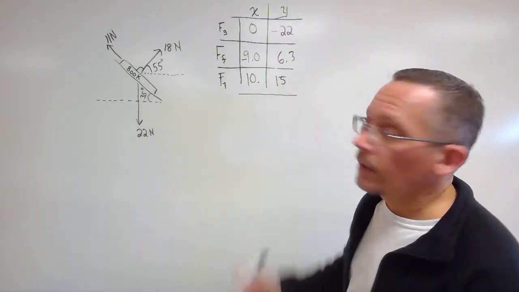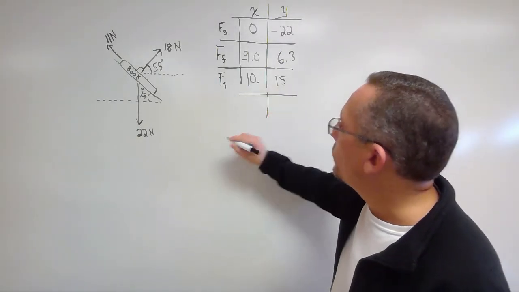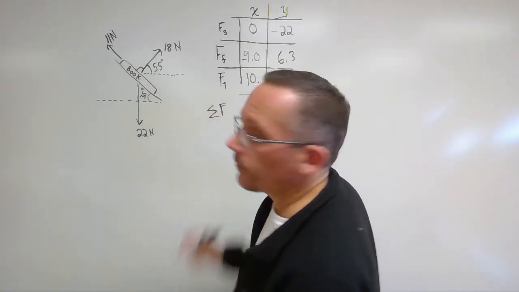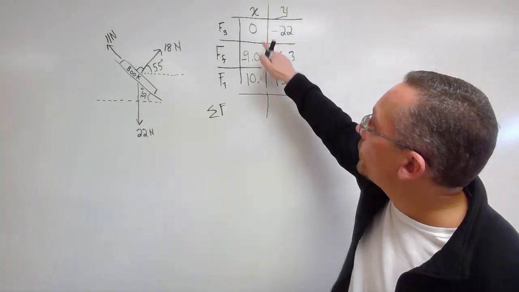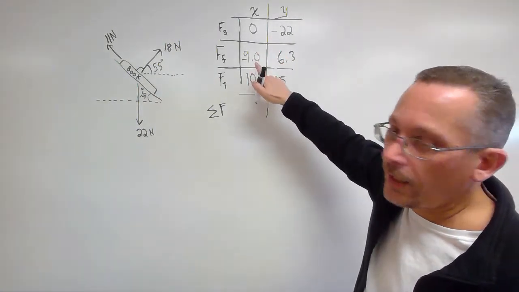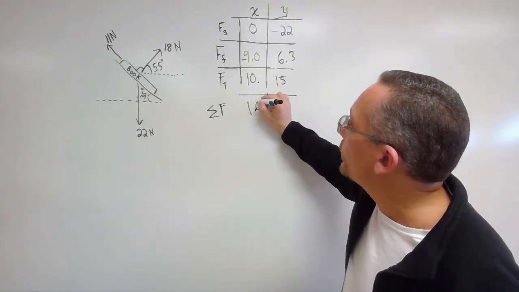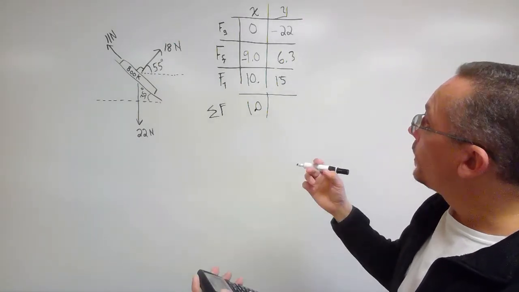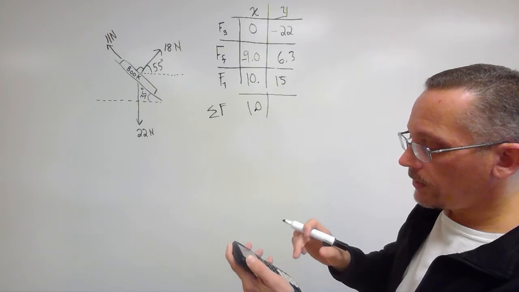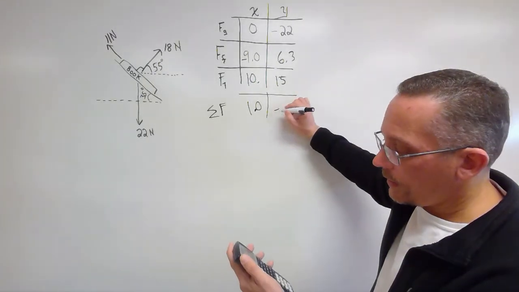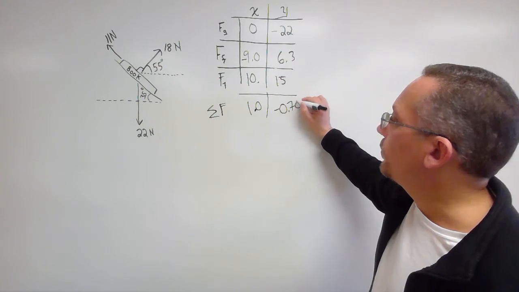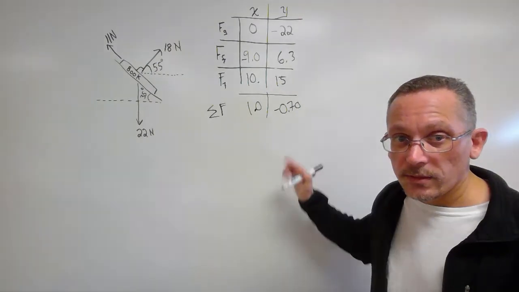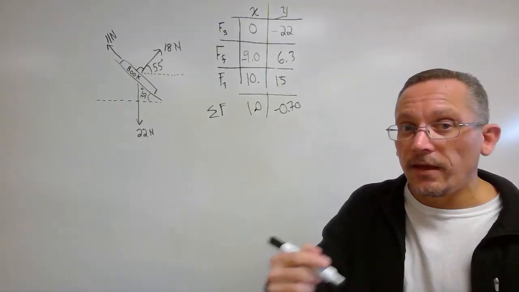Now what we'll do is add the components. So the total force, the net force, what we might call sigma F, right? I'll just go through and add these. 10 plus negative 9 gives me 1, we'll call it 1.0. And then we'll add these up. I got negative 22, 6.3, and 15, and then we get negative 0.7, we'll call it 0.70. Okay, so these are the components of the net force, right?